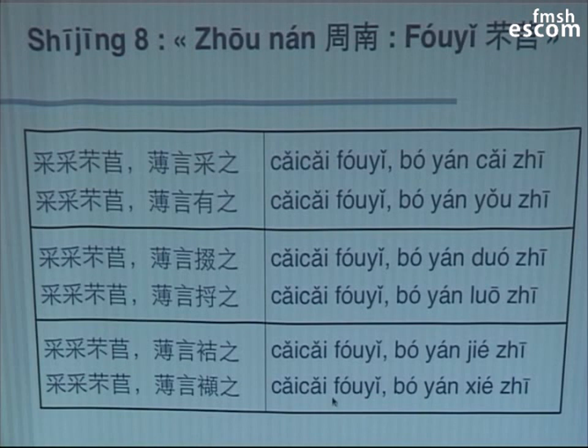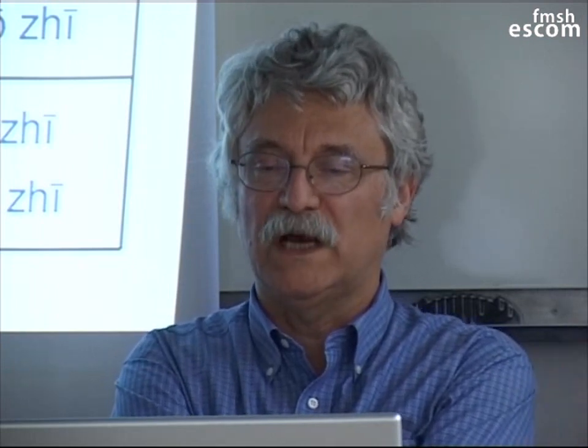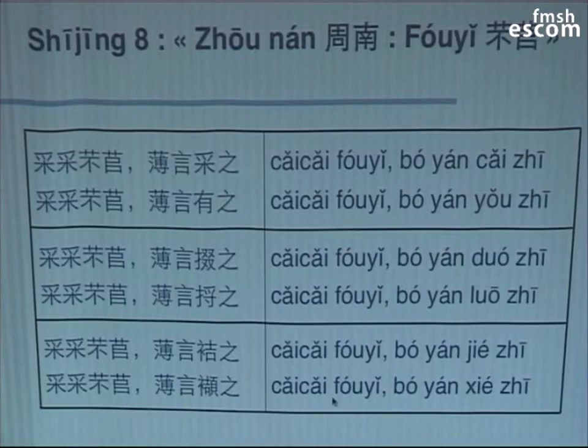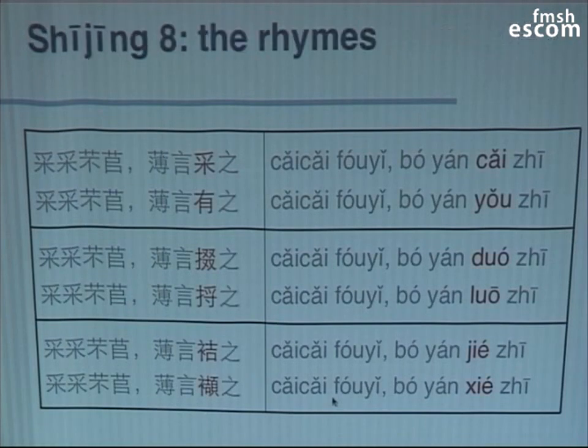To show you now how this works out, how we apply this to Old Chinese, this is a whole poem, in fact, a Zhounan, Fouyi, from the Shijing, and it's Cai Cai Fouyi Bo Yan Cai Zhi, Cai Cai Fouyi Bo Yan You Zhi, and so forth. Notice the poem is very tightly constructed. The only thing that's different from one stanza to the next are the rhyme words. This is a particular subtype of poem in the Shijing.